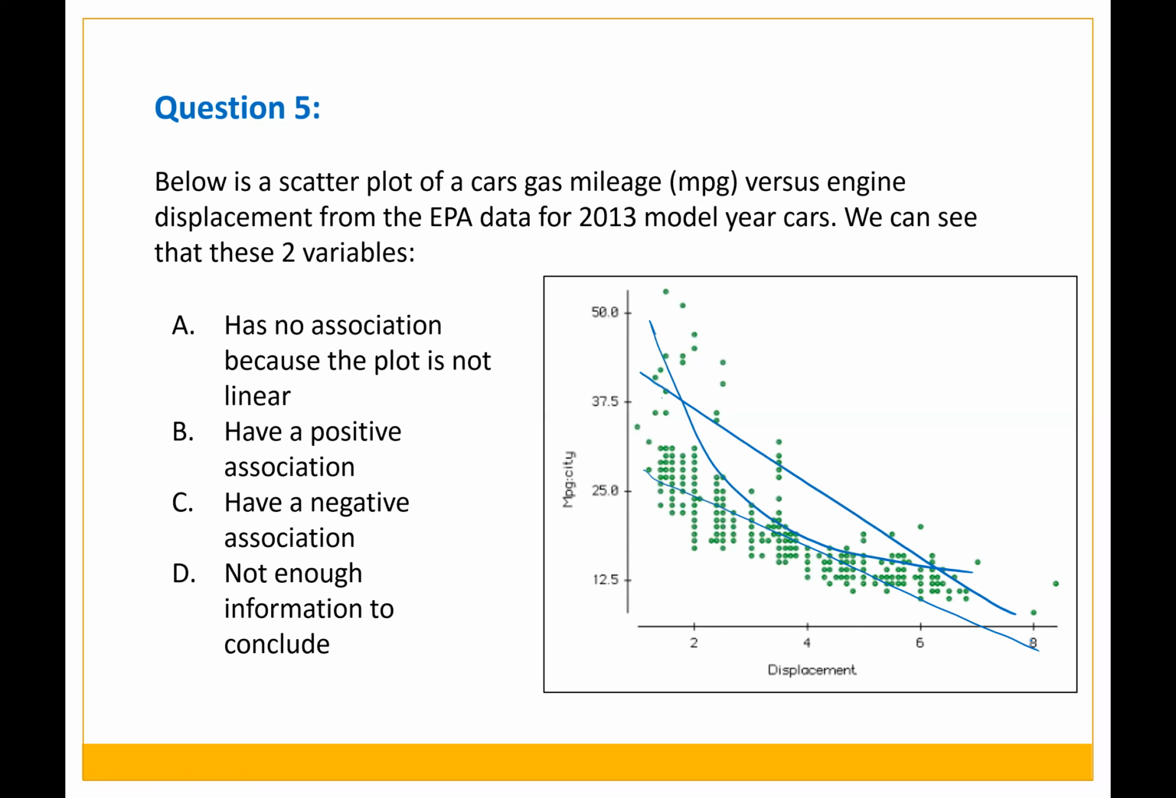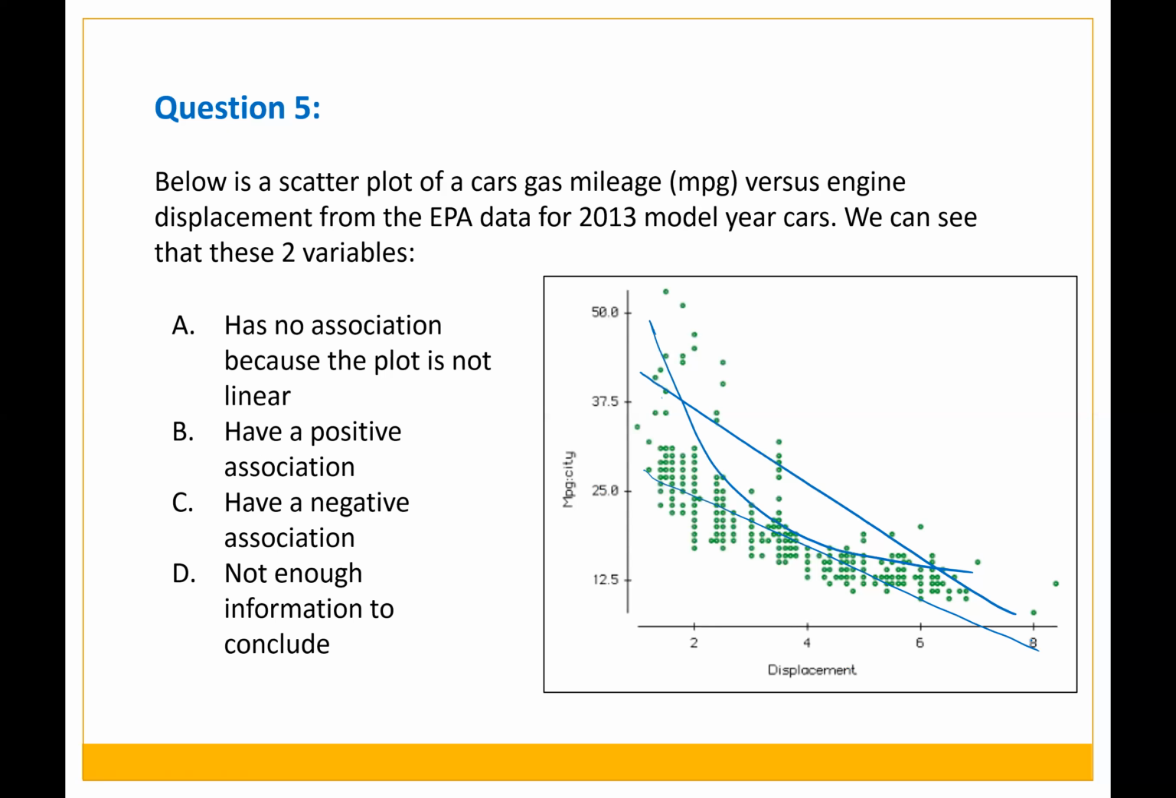So let's look at the answer choices. A says no association because the plot is not linear. Well, you don't know that. It depends on whatever you want to fit and what the value of residuals is, which we're going to learn later on how to resolve. B, have a positive association, or C, have a negative association. D, not enough information to conclude.